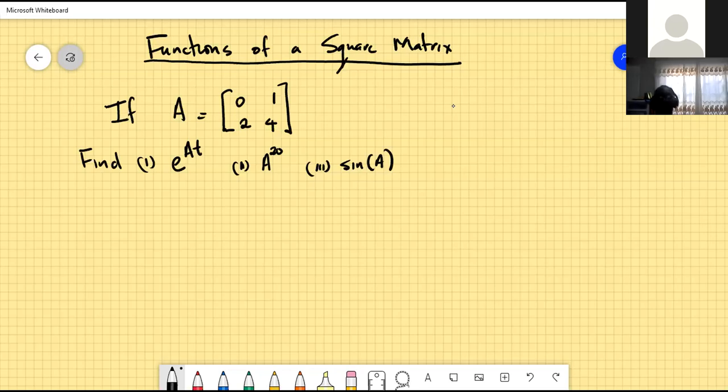All right, so like I said, it's straight mathematics we're talking about for the first couple minutes, where we talk about how you find the functions of a square matrix. Meaning to say, e to the A is a function, A to the power of 24 is a function, sine A is a function, sine of a matrix. So how does that work?